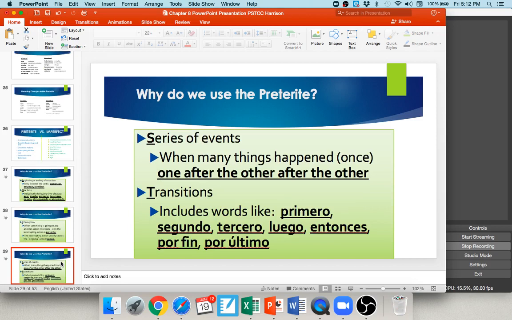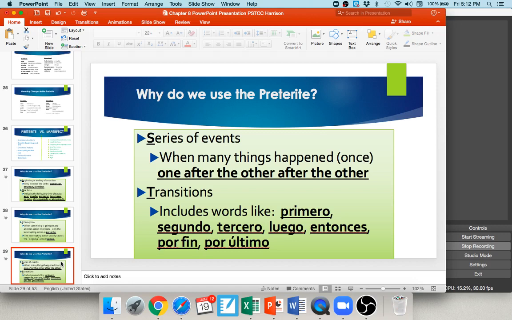Okay, so beginning or ending of events, one-time events, the interrupting action. The S stands for a series of events. So when something happened, boom, boom, boom, right after the next. So I woke up, took a shower, went to the store, stopped at Starbucks and got a coffee. Boom, boom, boom, preterite.